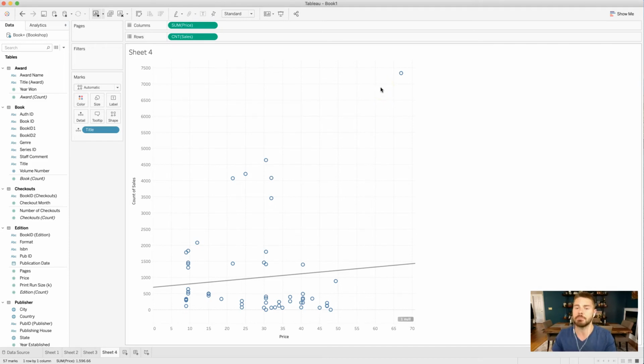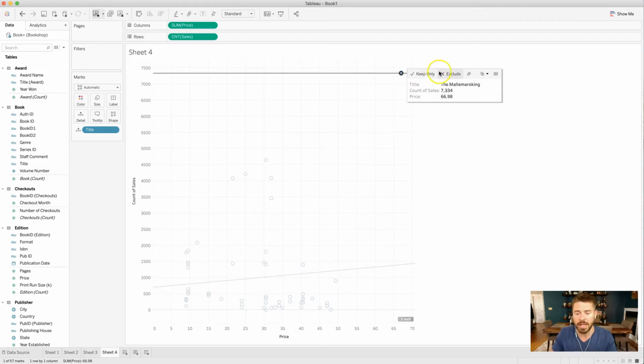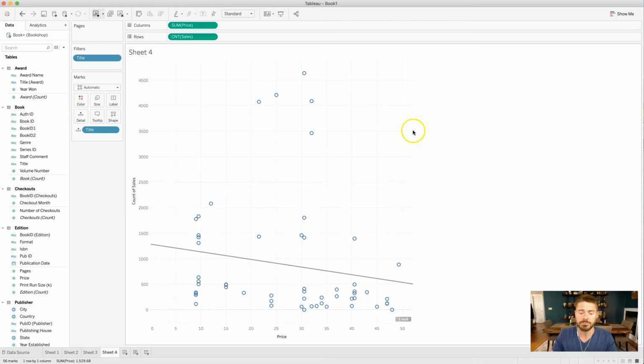So maybe, just maybe, if we're trying to detect statistical regularities in this data set, we should exclude this data point from our analysis. And let's see. So let's click on the data point itself and say exclude. Notice what happened here. This completely changed the picture.